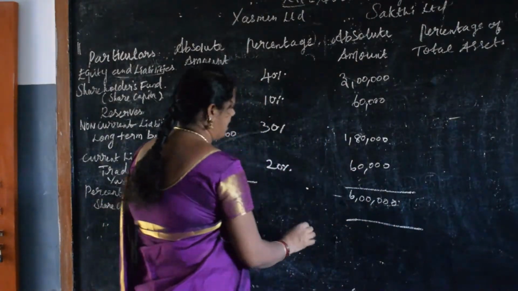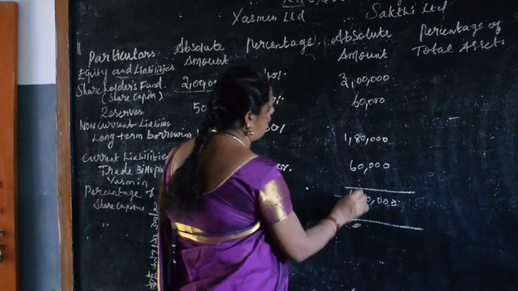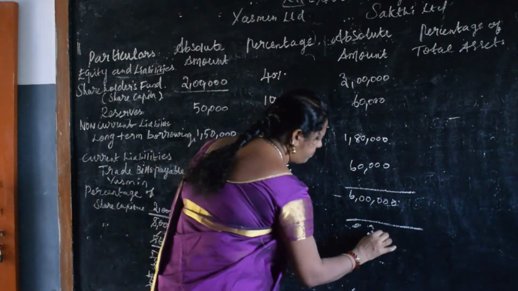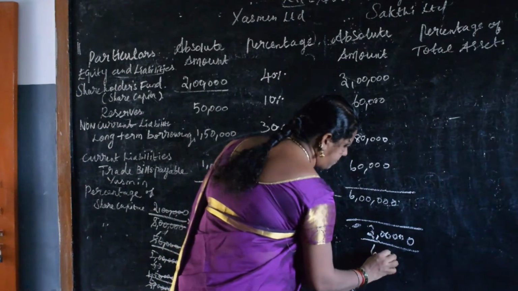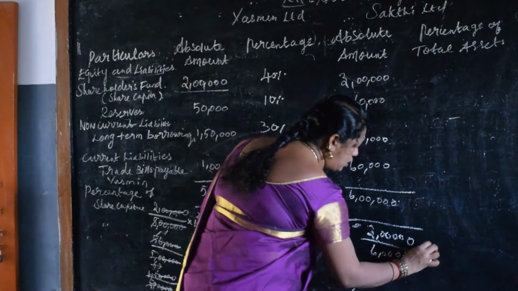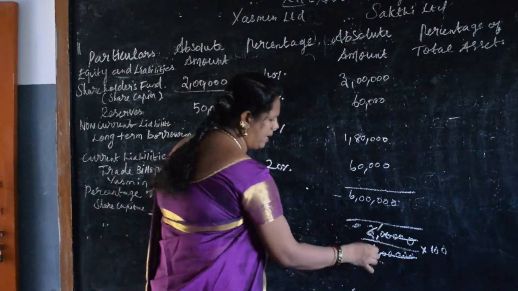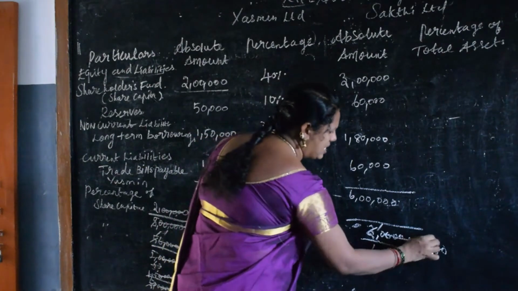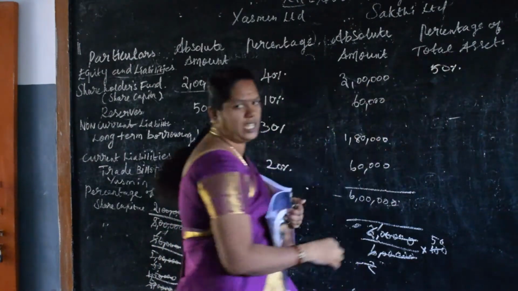See, I am writing for the Shakti Limited, write the percentage. I am deriving the problem only. 3 lakh by 6 lakh into 100. Strike out the 5 zeros, 5 zeros. 1 times, 2 times. Okay, that is 50%. It is 50%. Are you clear?